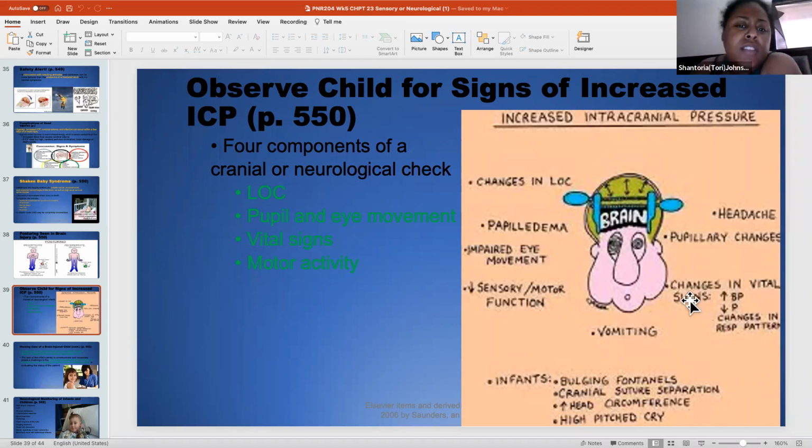Can you spell that for me again? Yeah, I'll put it in the chat. It's called Cushing. Okay. And it's one of those things, right? It's not normal to have blood pressure that goes up when your heart rate goes down. So Cushing's triad.